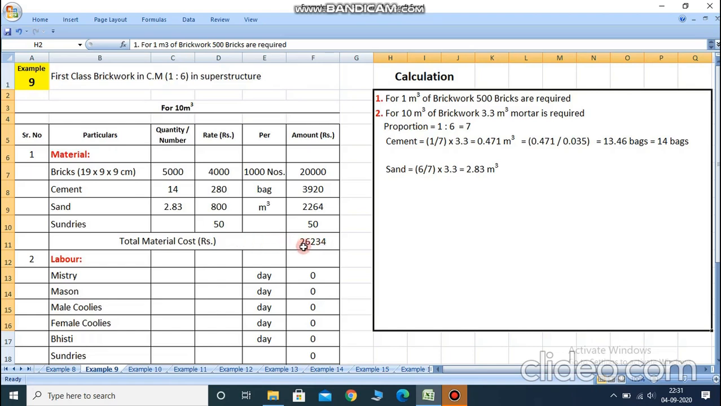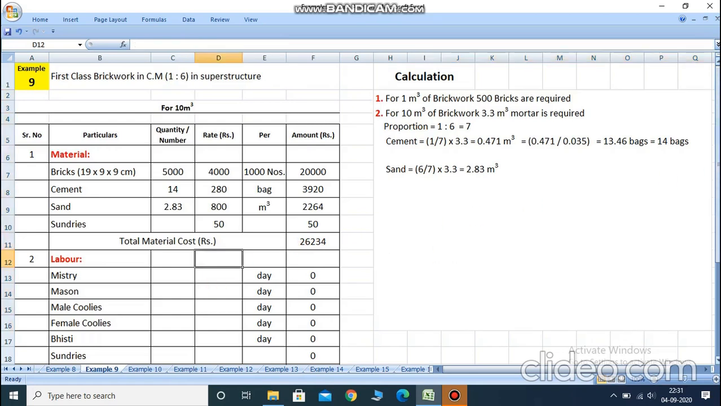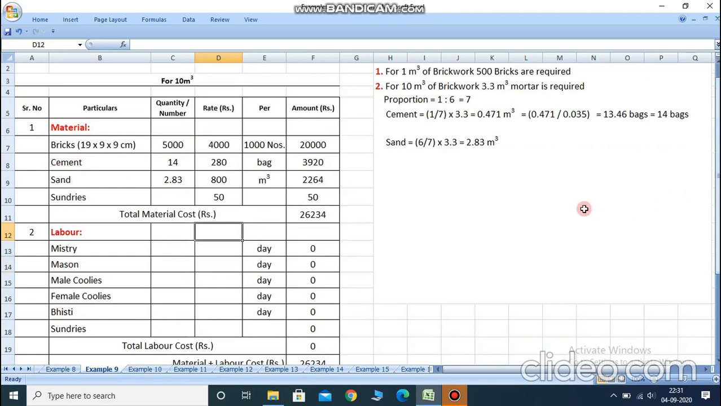Now we discuss the labor cost. In the labor cost we write the number of laborers required. Mistri required is 0.5, meaning half a Mistri. Then 7 masons are required to complete the 10 meter cube brickwork, 7 male coolies, 7 female coolies, and 2 Bistris are required. This is the standard value of labor requirement for a 10 meter cube brickwork.